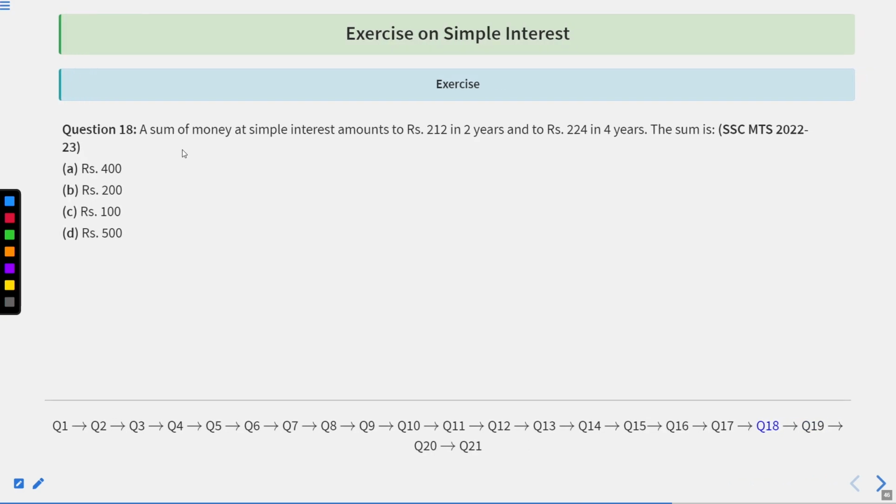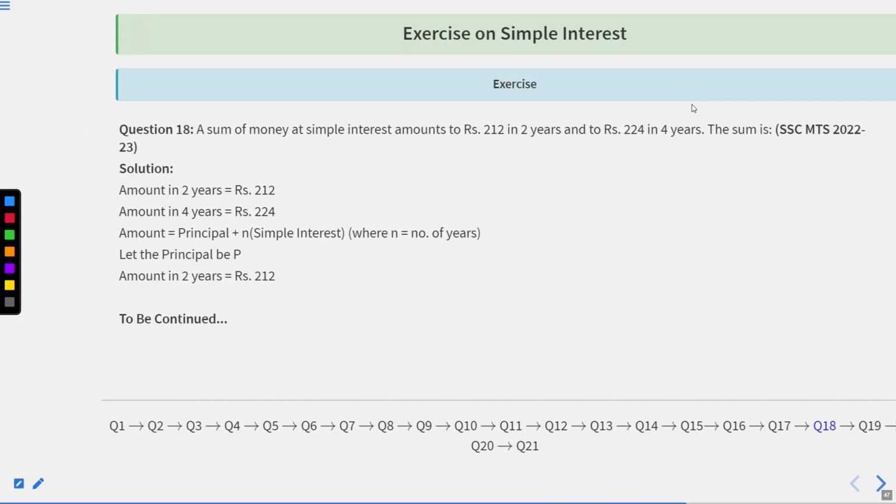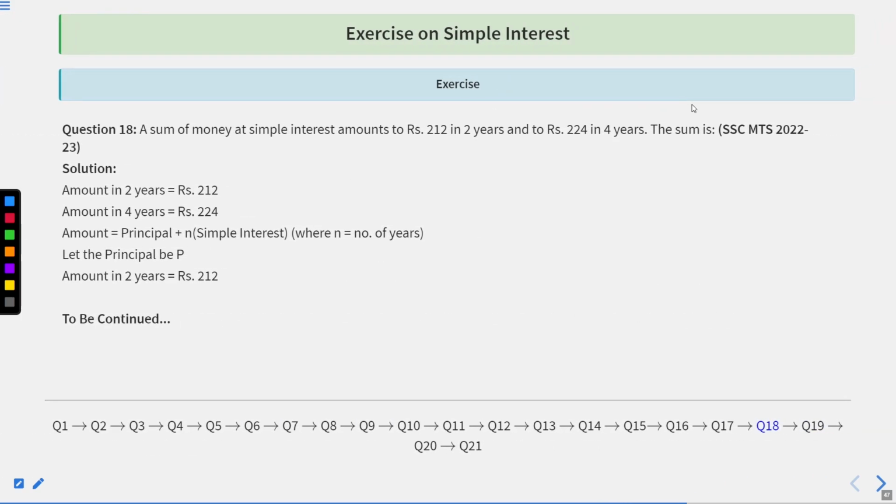Now, question number 18. A sum of money at simple interest amounts to rupees 212 in 2 years and to rupees 224 in 4 years. So the sum is... Amount in 2 years is 212 rupees. Amount in 4 years is 224 rupees.